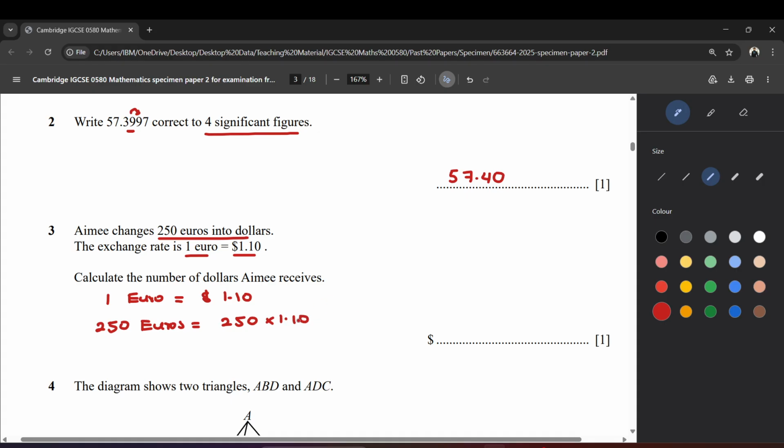Now, remember, you're not allowed to use a calculator. So what we can do is shift this decimal point two places to the right. So this becomes 110, and in the denominator you have 100. Now this 0 cancels with this 0, cancels with this 0. So now I'm left with 25 times 11. So 1 times 5 is 5, 1 times 2 is 2. Then this 1 times 5 is 5, 1 times 2 is 2. So I'll be left with $275. Okay, so that will be your answer.